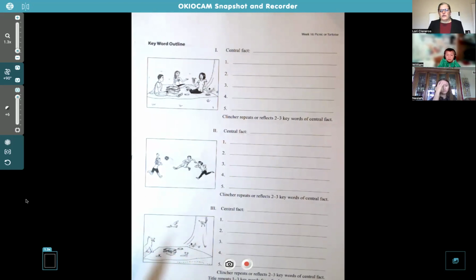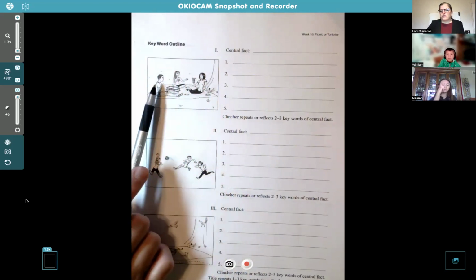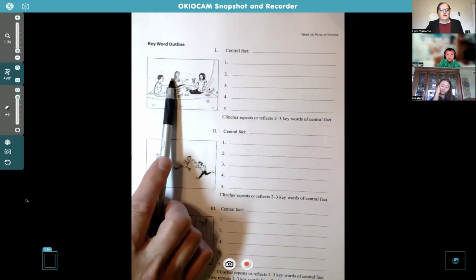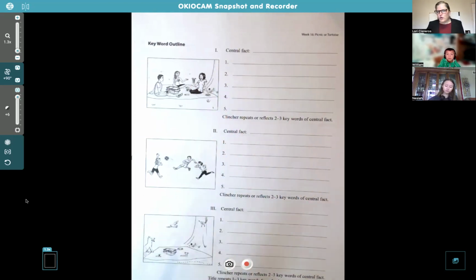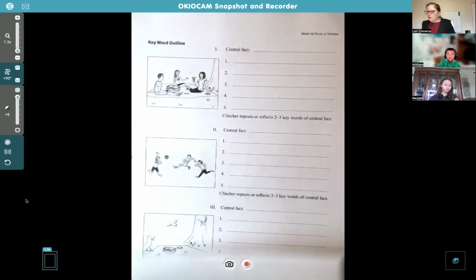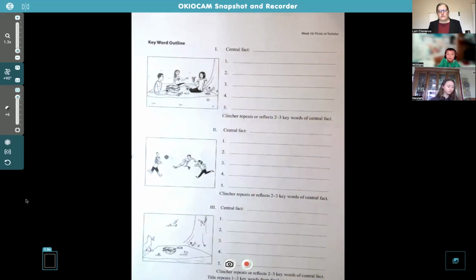Now, William, and then Nasiah, I'll have you start talking about the second picture in a second. But William, let's talk first about who are they? That's one of our question words, right? Who? So who are they? Are they friends? Are they cousins? Are they classmates? What do you think? They are cousins. Okay.